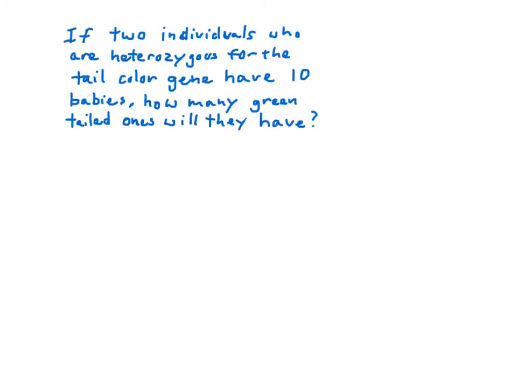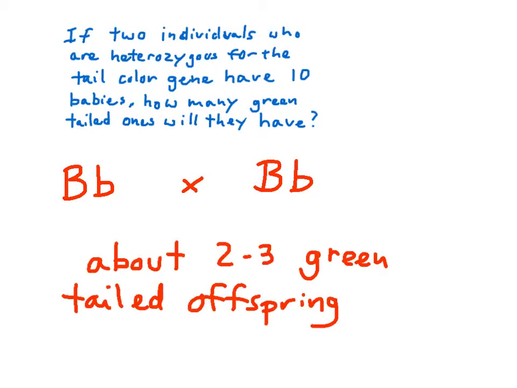So we thought about a problem, which is if two individuals who are heterozygous for the tail colour gene have 10 babies, how many green-tailed ones they will have. So in other words, their genotypes are big B, small b, in one parent, and the other parent is big B, small b. How many green-tailed offspring will they have? And some people were able to correctly predict it, maybe around 3. So on average we would find something like that, about 2 to 3 offspring out of 10 would have green tails.